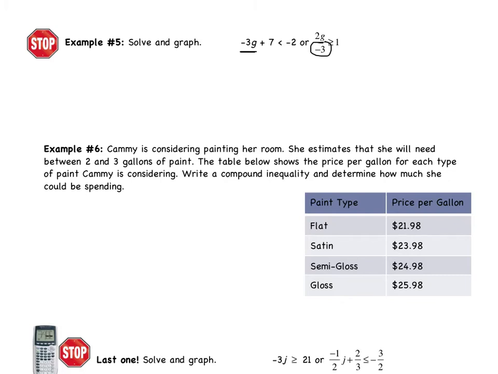When you do your graph, you should have two plausible regions. So pause the video right now and try this one on your own, please. Okay, so the first inequality, you should have gotten g is greater than 3. When you divided by the negative, that flipped the inequality. Second equation, you should have gotten g is less than or equal to negative 3 over 2.